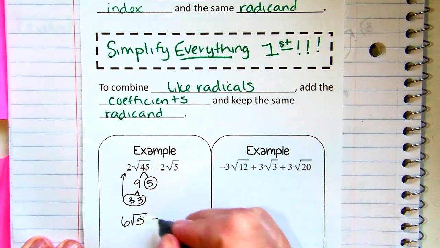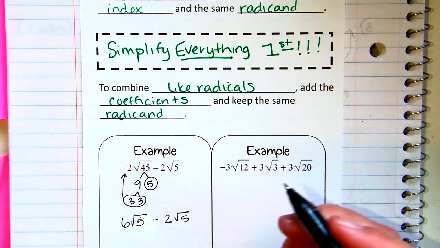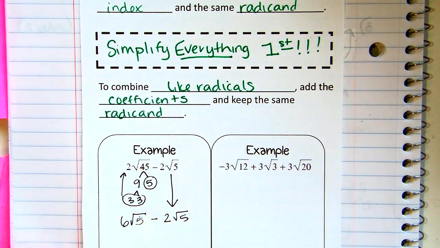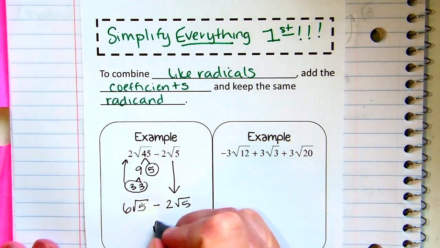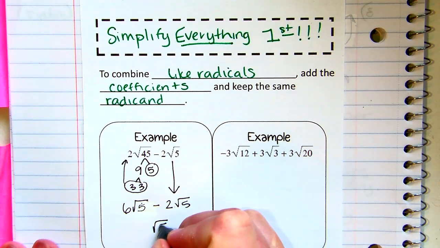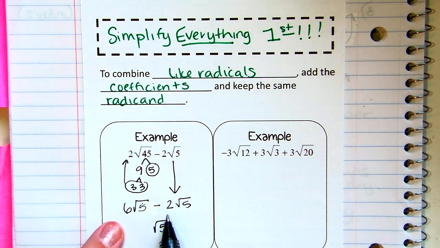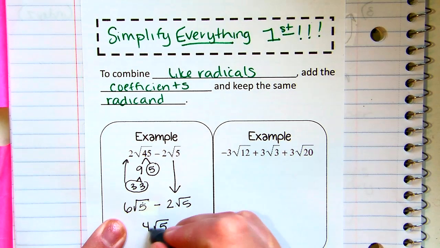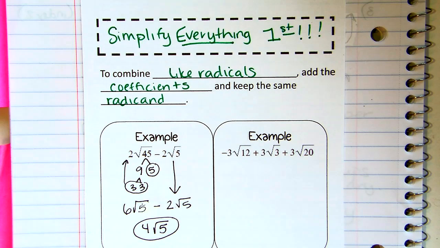Now I get minus 2 root 5. This 2 root 5, nothing can happen to it, so we are just going to bring it down. Now, my root 5 is going to stay the same. That is like my denominator in a fraction. Once it is the same, it stays the same. What's going to change, though, is the numbers in front. So I have 6 minus 2. That's going to leave me with 4. So my answer is 4 root 5.